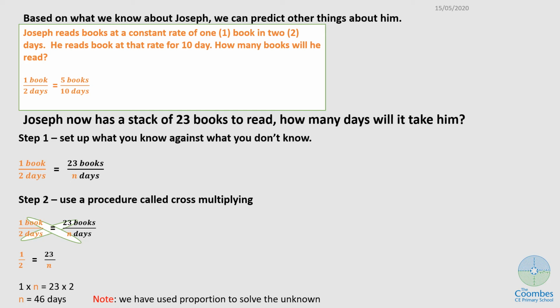If we take away the units for now and just do the arithmetic, 1 times n is here, and then 23 times 2. We know 23 times 2 is 46, and 1 times n is just n. So our n is 46 days.